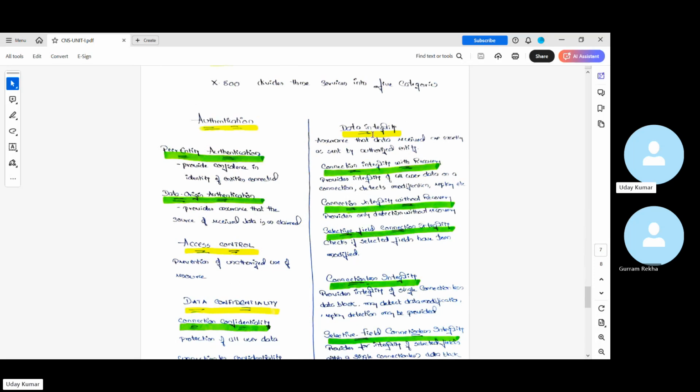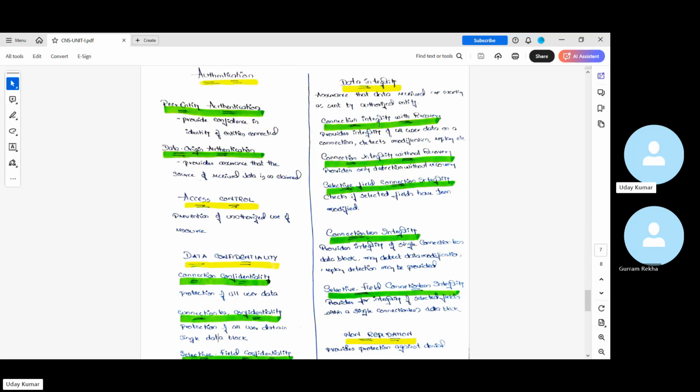Next, data integrity: assurance that the data received is exactly as sent by the authorized entity. So it makes sure that the data is not getting changed. There are several types here. Connection integrity with recovery provides integrity of all user data on a connection and detects modification, replay, etc. With recovery means that if something happens, he should be able to recover the original data.